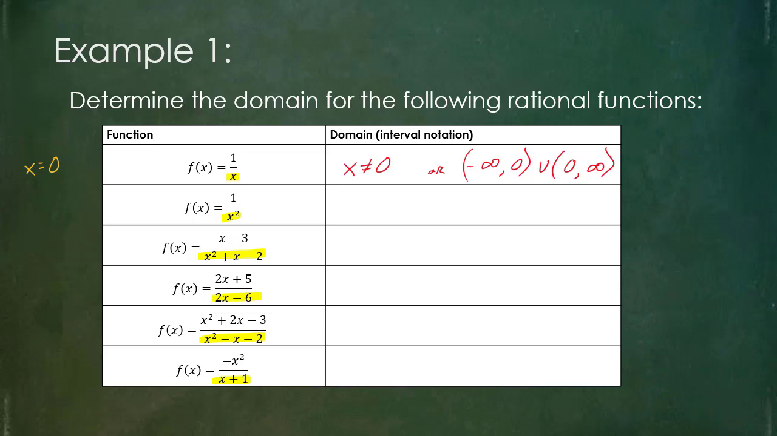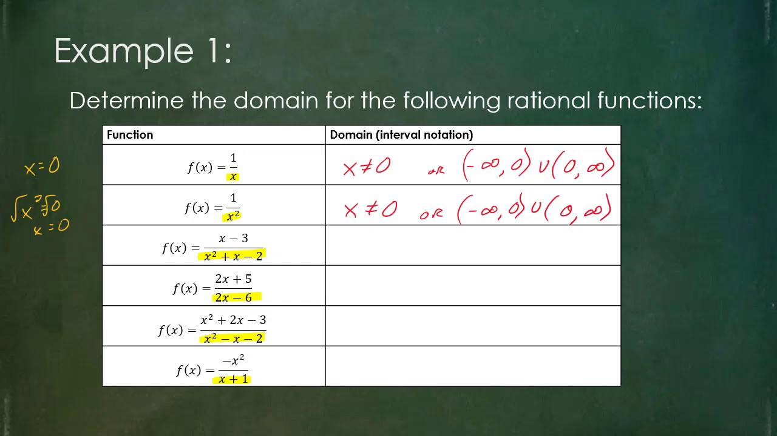If I look at the second one, I'd have x squared equaling 0, so I would technically have to square root. And there's no such thing as a plus or minus 0, so notice this one also would have the exact same domain of x just cannot equal 0, because that would make division by 0. Or again, I could write it as negative infinity until 0, and then from 0 to infinity.